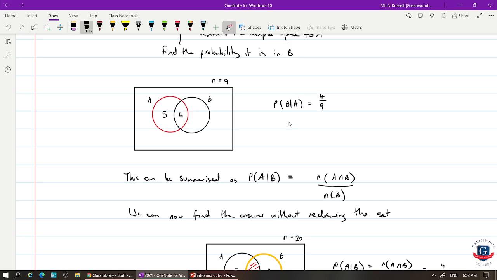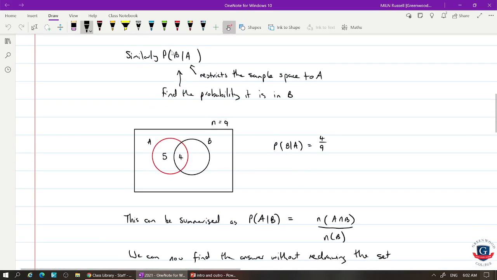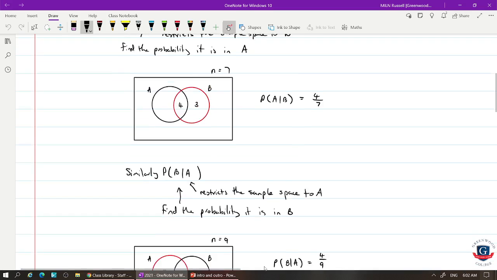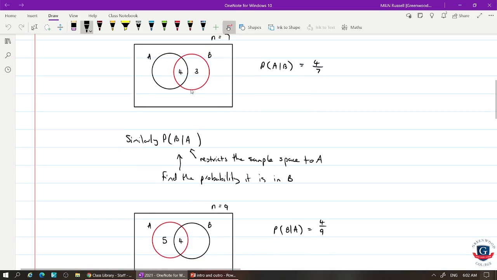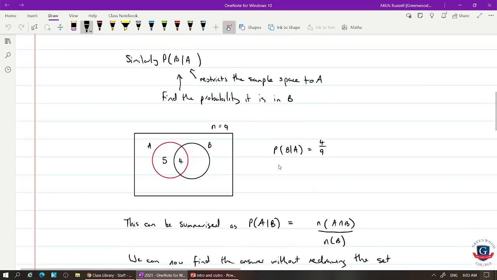Now, funnily enough, we can summarize P(A given B) as the intersection of A and B, in this case the middle, divided by the number of elements in B alone. Probability of A given B, so we just look at B, and the intersection of those two, which is that part there, divided by the whole of B.